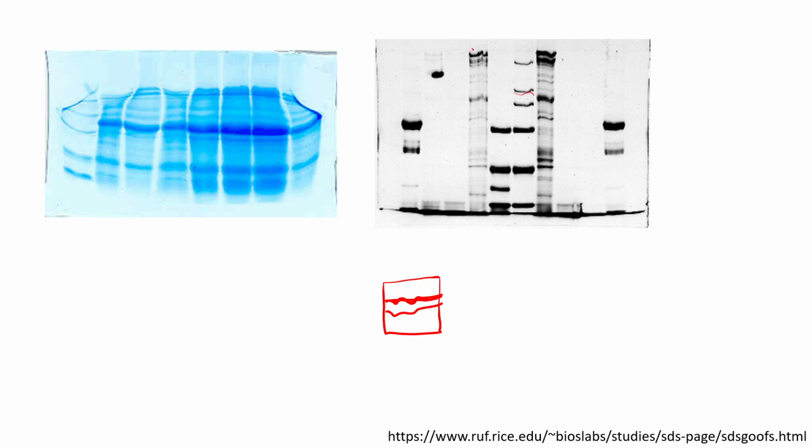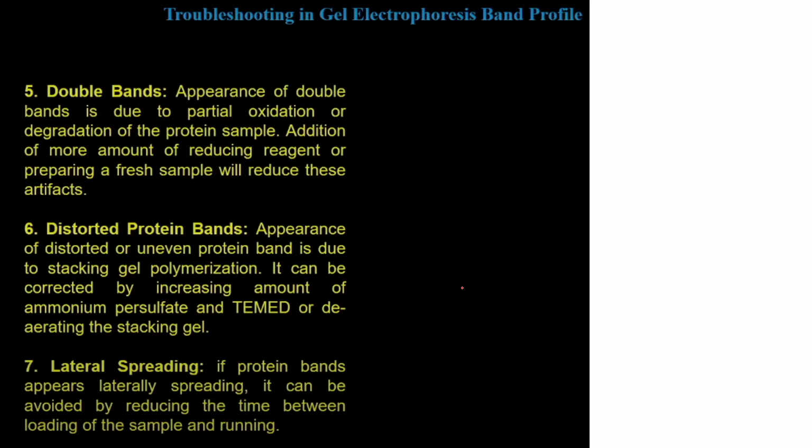Or if you see here, your bands have these kind of distortion. So these distortions are due to uneven polymerization of the stacking gel. The stacking gel has not polymerized evenly. Here there is unevenness in the polymerization. So if we add TEMED and APS at a higher amount, what will happen? The polymerization will happen faster. So it can quickly polymerize. It won't get enough time to distort in its shape. Okay.